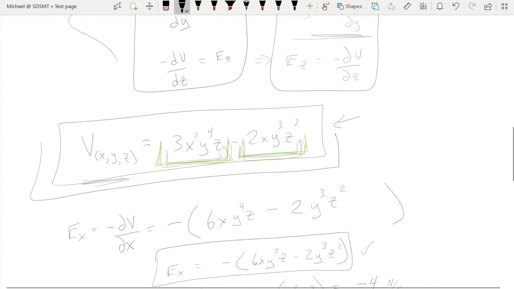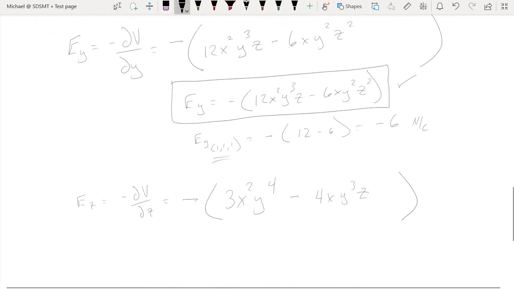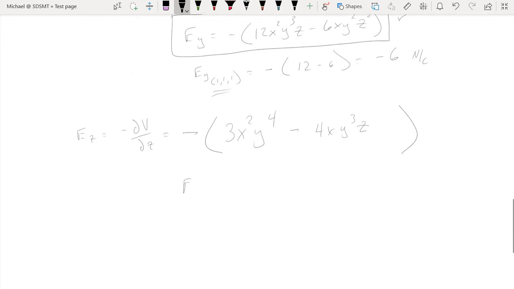And there was the minus sign out front, so that minus sign will go there. And this is now the function that describes the z component of our electric field. And just like the other two, we'll go ahead and evaluate that at the point 1, 1, 1 out in space. That's going to give us 3 minus 4, which is a positive 1.